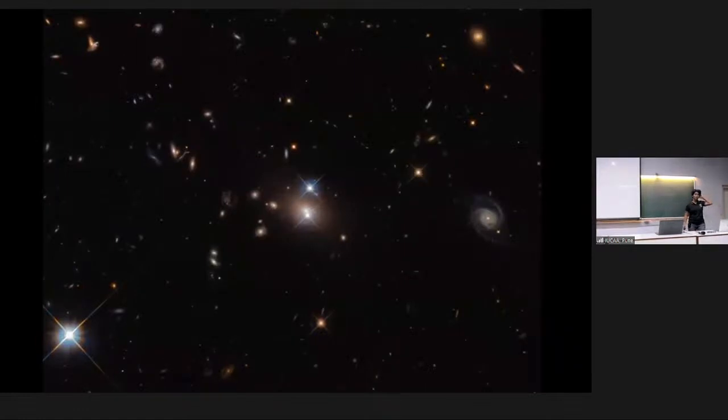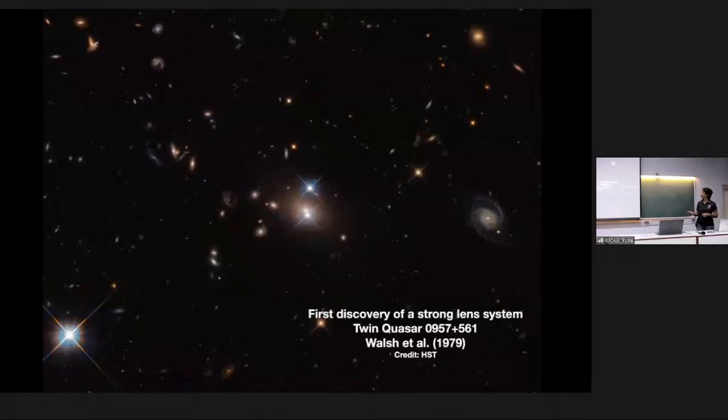Let me show you a few examples of one of the first lens systems that were observed. Here is an image of a twin quasar system, which was the first confirmed strong gravitational lens. This is an image taken with the Hubble Space Telescope. Of course, the original images were taken with really small ground-based telescopes, so they didn't look as nice. This is what is called the twin quasar system, confirmed by Walsh et al.